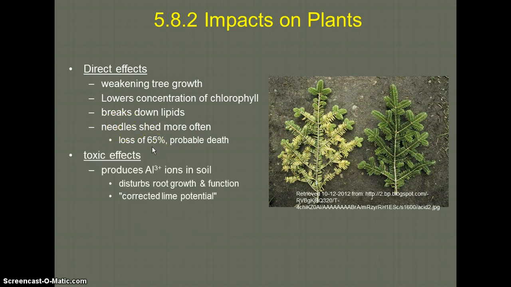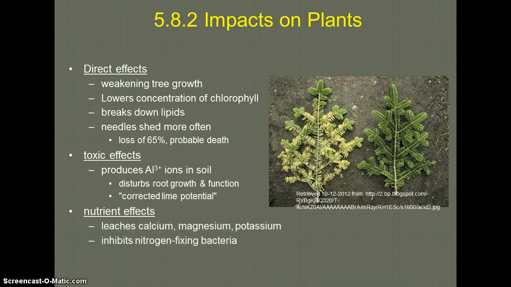Wow. Some of the toxic effects: when acid rain falls on the soil, extra aluminum will be released from the soil and it will be taken up by the roots of the trees, and that's going to disturb root growth and function. We could add extra limestone or lime as a buffer to try to deter this from happening, but it could be toxic to the tree.